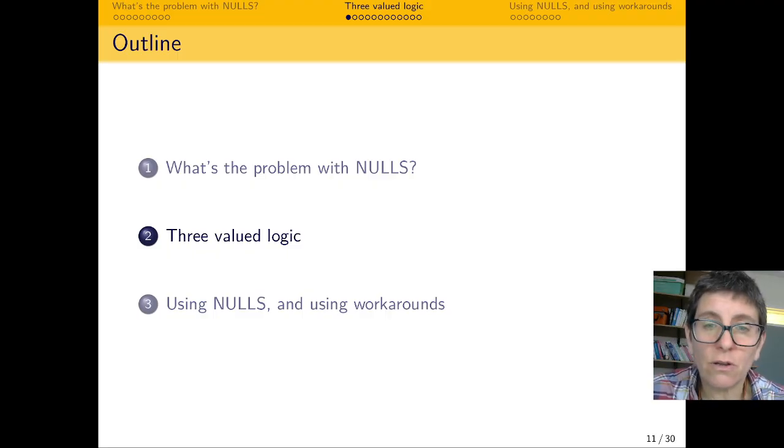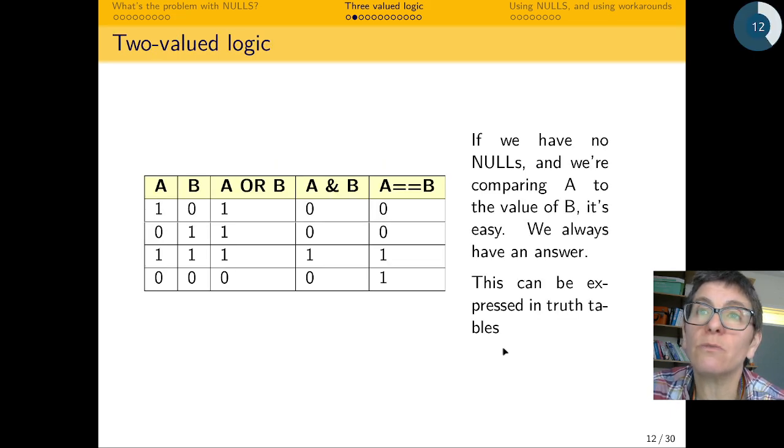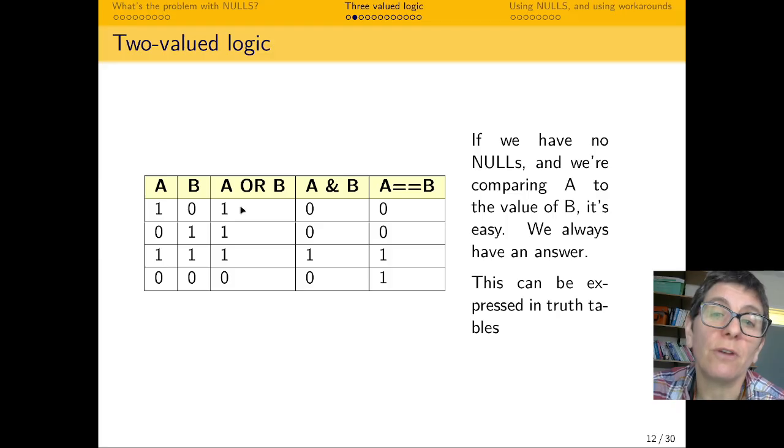In computing generally, we use two-valued logic. We've got ones and zeros. Computing's all about your ones and zeros. With ones and zeros, we can use truth tables to work out what needs to happen. If we haven't got any nulls and we're comparing A and B, we know that if A is 1 and B is 0, A or B is going to be true if either of them is true. So that's true. That's a 1. For 1 and 0, it's true; for 0 and 1, it's true; for 1 and 1, it's true. And it's false if they're both false.